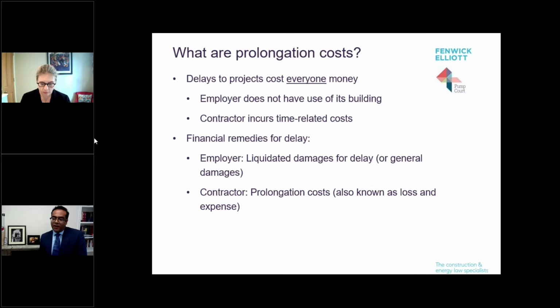Generally, construction contracts give financial remedies to both the employer and the contractor in relation to delay. The employer's remedy is almost always liquidated damages. If the contractor doesn't complete their works by the contracted completion date, as adjusted by extensions of time, then they will pay damages at an agreed rate. And the contractor's remedy is the subject of our talk today, prolongation costs, also known as loss and expense under the JCT forms. If an employer risk, such as late design or a failure to grant access, causes delay to the overall completion of the project, then the contractor can recover the costs that they would not have incurred but for the employer risk event.